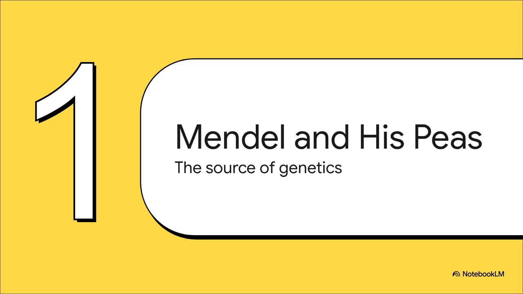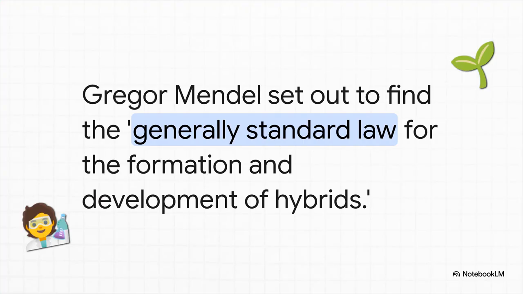Picture it. It's the 1850s. We're in a monastery garden. Nobody knows what DNA is. Nobody's ever heard of a chromosome. And this monk, Gregor Mendel, is about to fundamentally change science with basically some pea plants, a little paintbrush, and an incredibly organized mind. This was his mission, in his own words.